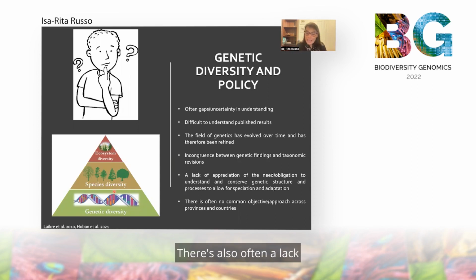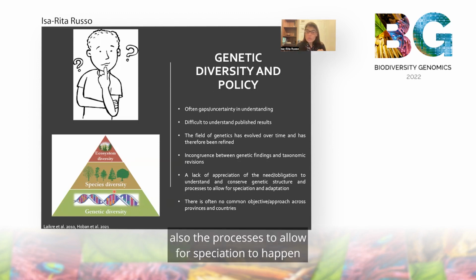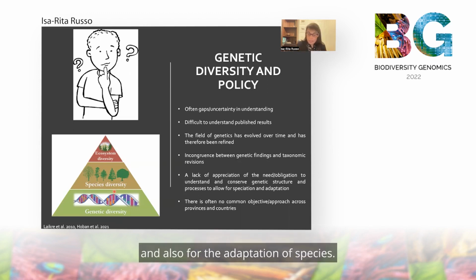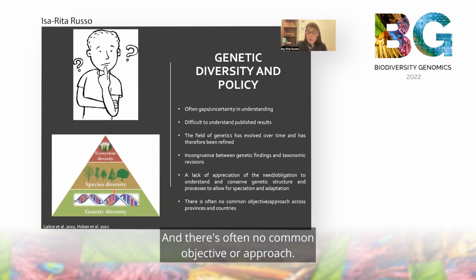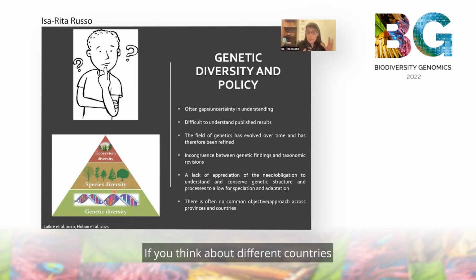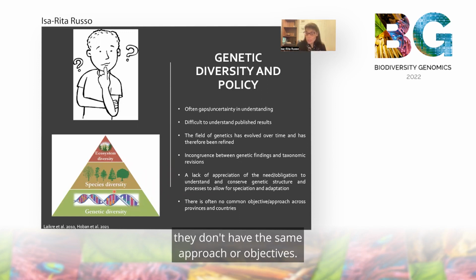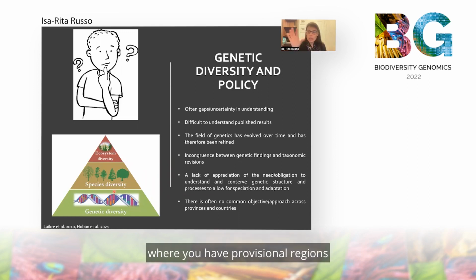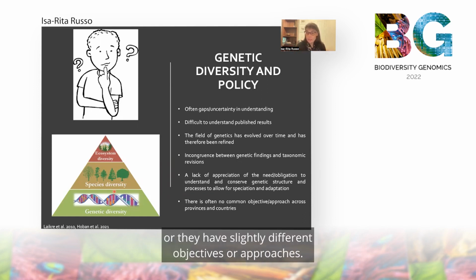There's also often a lack of appreciation of the need or the obligation to really understand and conserve genetic diversity and genetic structure, but not just genetic diversity and structure, also the processes that allow speciation to happen and also the adaptation of species. And there is often no common objective or approach. If you think about different countries having the same species, such as in Southern Africa, they don't have the same approach or objectives, or it could even be within a country where you have provincial regions and they don't agree, or they have slightly different objectives or approaches.